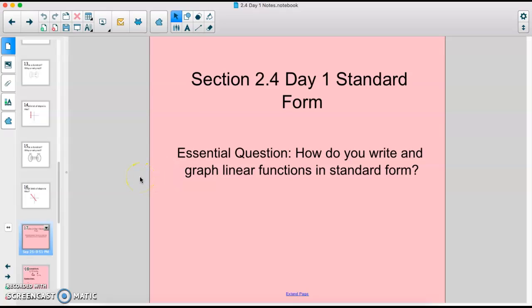All right, welcome to 2.4, day one. This is going to be a two-part section for us, and today we're going to talk about standard form and our essential question: how do you write and graph linear functions in standard form?